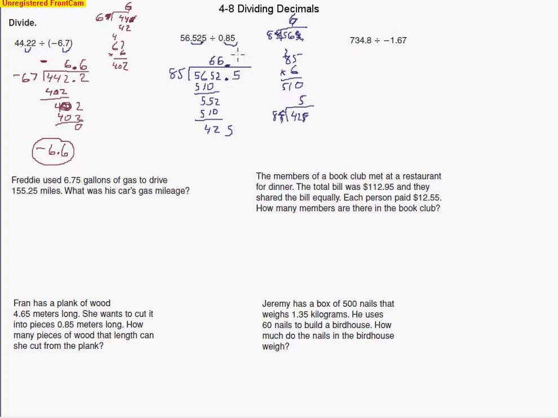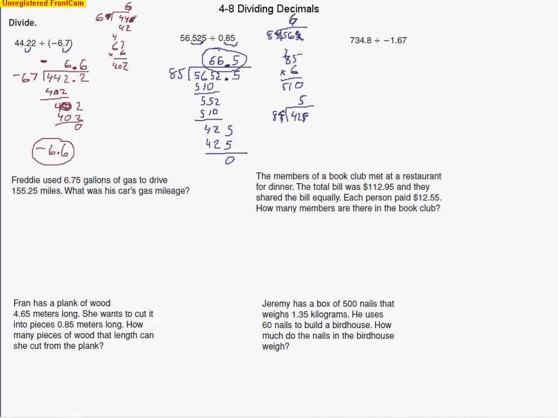Let's try a 5. And so I do the multiplication, I get 25. This makes a 40 plus 2 makes 42, so it worked. So there it is, 66 and 5/10 is our quotient. And it's positive because we're dealing with two positives.